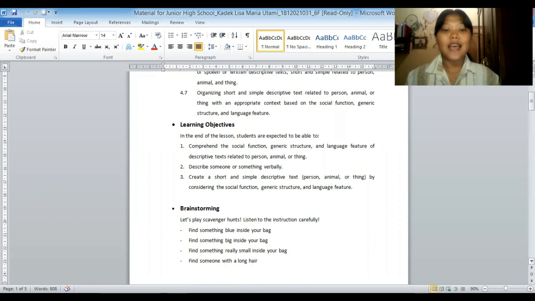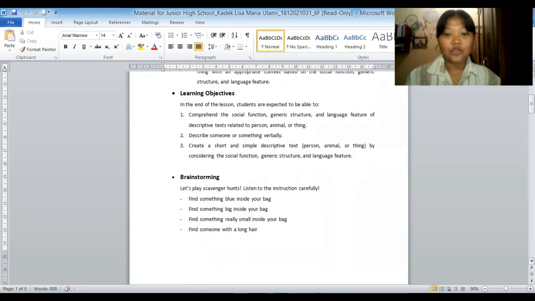In this brainstorming activity, students are asked to hunt to find something that is instructed by the teacher. So let's have a look at the example. The first one, students are asked to find something blue inside their bag. The second one, something big inside their bag. The third one is something really small inside their bag. And the last one is someone with long hair.